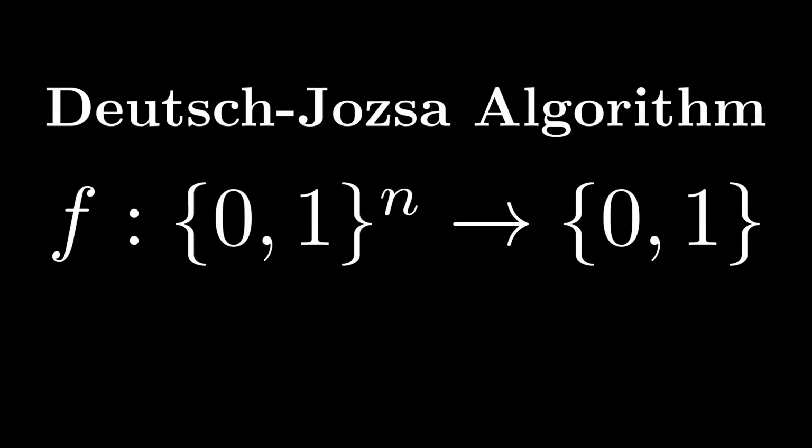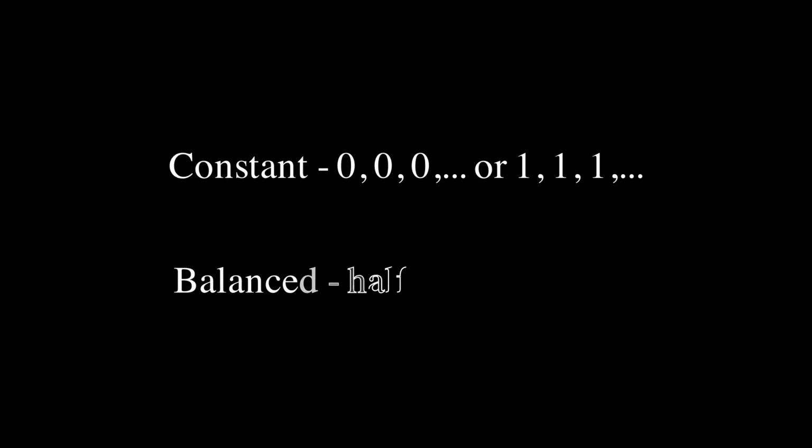The Deutsch-Jozsa algorithm is a quantum algorithm expressed by this function. The problem involves determining if the given Boolean function is constant or balanced. Constant indicates that the output is all zeros or all ones, while balanced is that the output is made up of half zeros and half ones, or in the case that it's not constant, it's balanced.